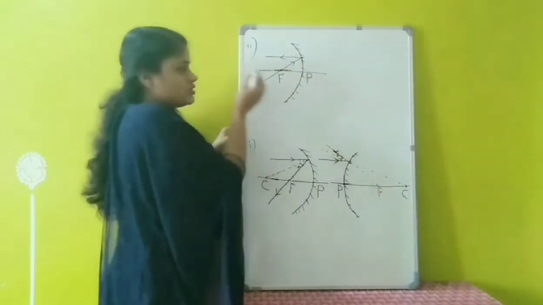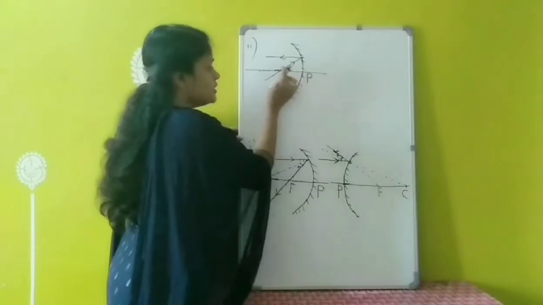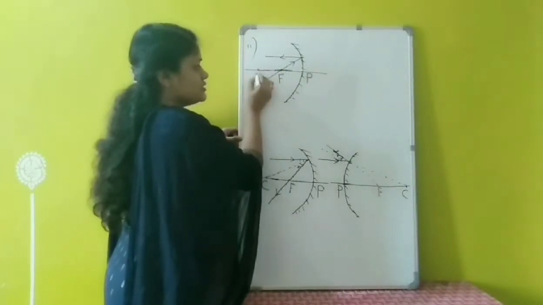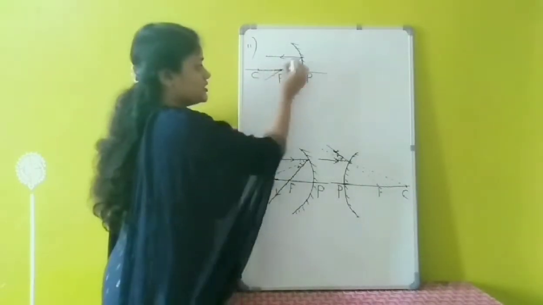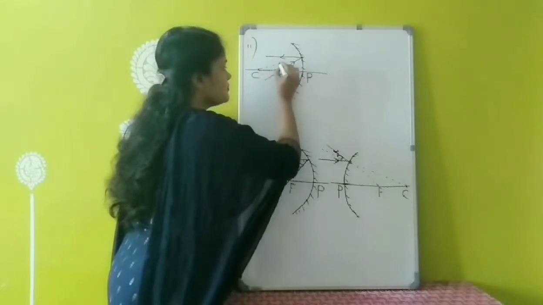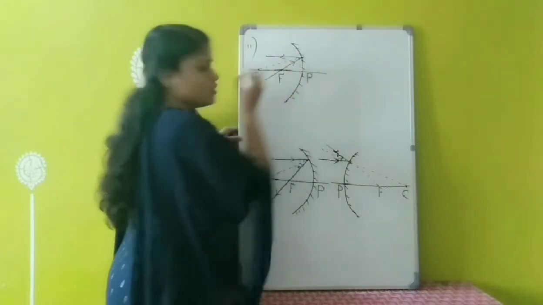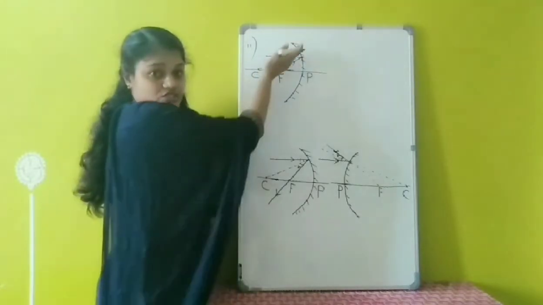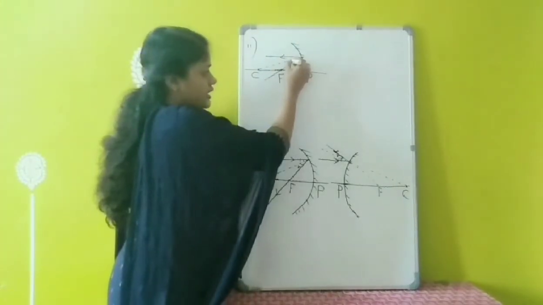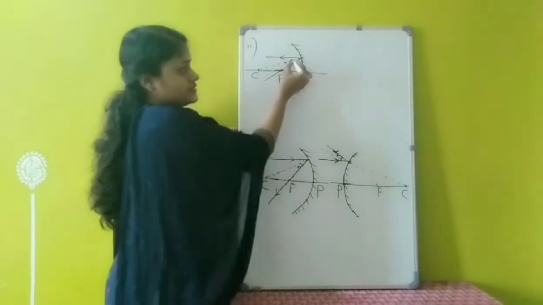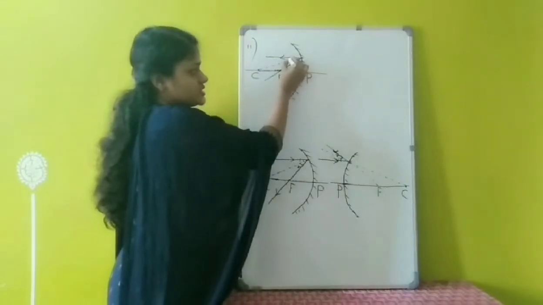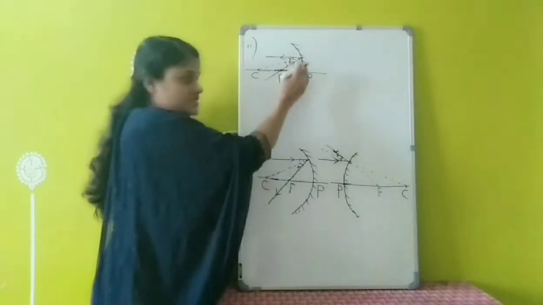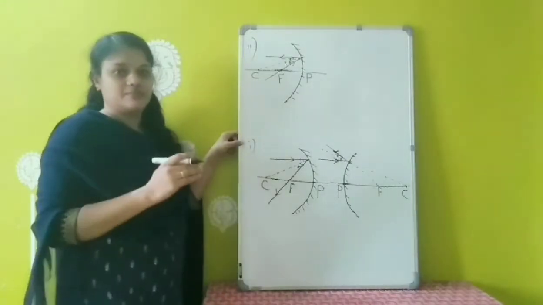So here also we can draw the normal. At twice distance we can mark which one? Center of curvature. And I am putting a dotted line. That is a normal. And here this is the incident ray. The light ray is passing through focus. So this angle is angle of incidence. And what about this one? Angle of reflection. Because light ray after reflection passes parallel to the principal axis.